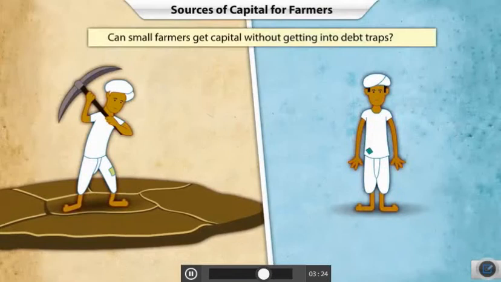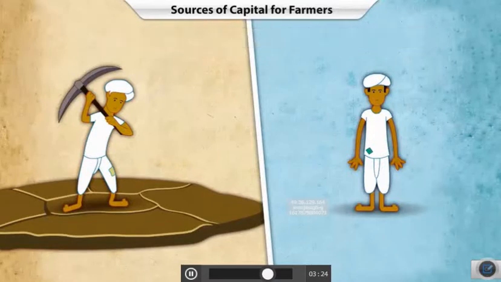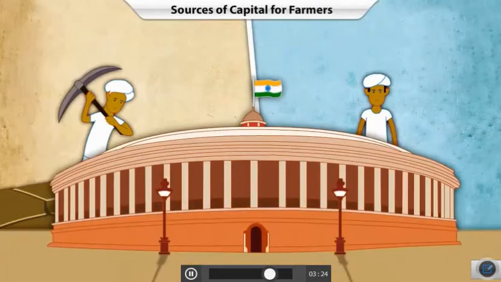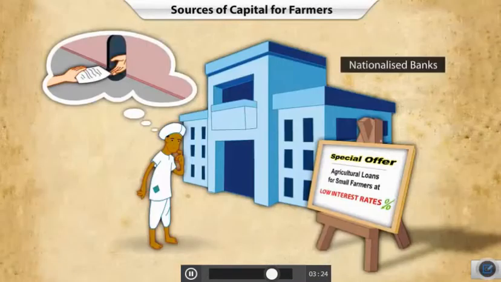One wonders if there is no way that the small farmers can arrange for capital without getting into debt traps like these. The answer to this is yes. The government has made special provisions to help and support small farmers. Nationalized banks in India offer special schemes whereby small farmers are given loans at very low rates of interest.